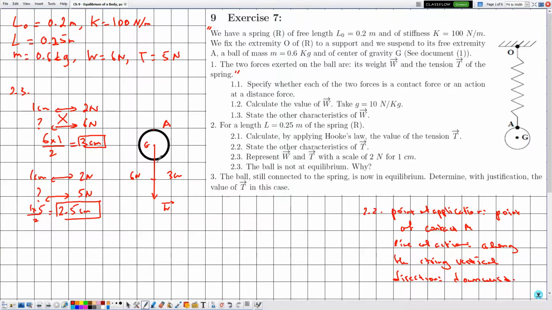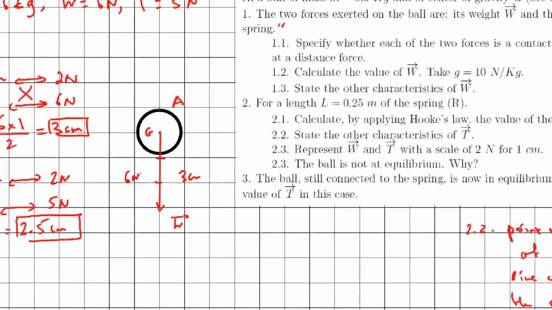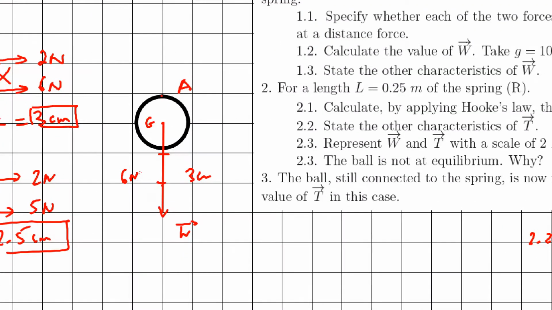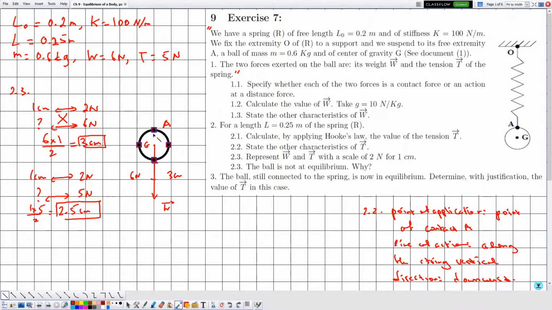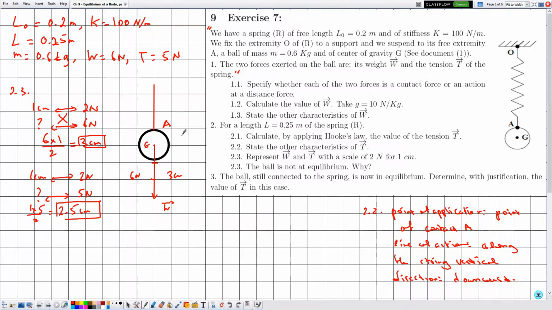Just to indicate, these marks are not important, they only indicate that each one is 1 centimeter. Now as for the tension, it will be represented from the point A vertically upward like this. So the length of this vector is 2.5 centimeters, worth 5 newtons, and the name of this vector is the tension T.